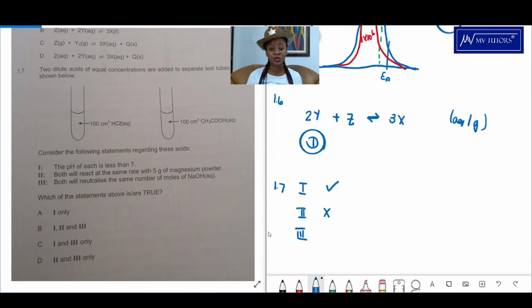I don't agree. So statement number 3, I also do not agree with. So let's have a look at our options. I would go with A because it's one only. B, definitely not. C, yeah, so we're only going with A.